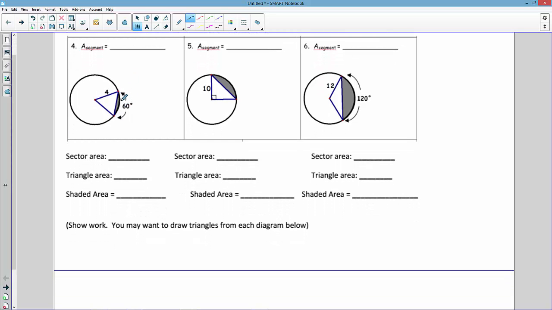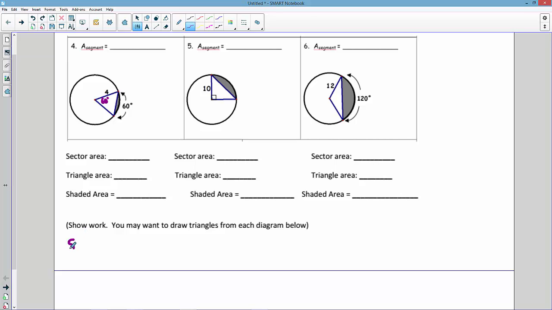Okay, so to find this pizza crust here, we need to first find the area of this purple sector, the sector area, that whole big slice, which includes the triangle and the pizza crust. So let's do the sector area. Now this is a 60-degree arc measure, so that makes this a 60-degree angle. It's really hard to see because it's so small. All right, so I know that it's going to be what?